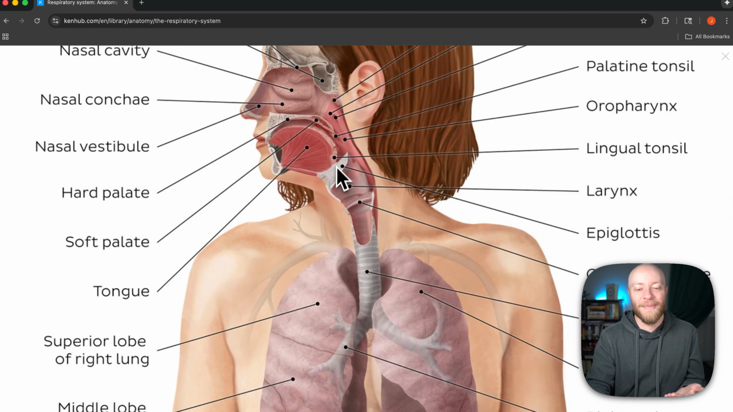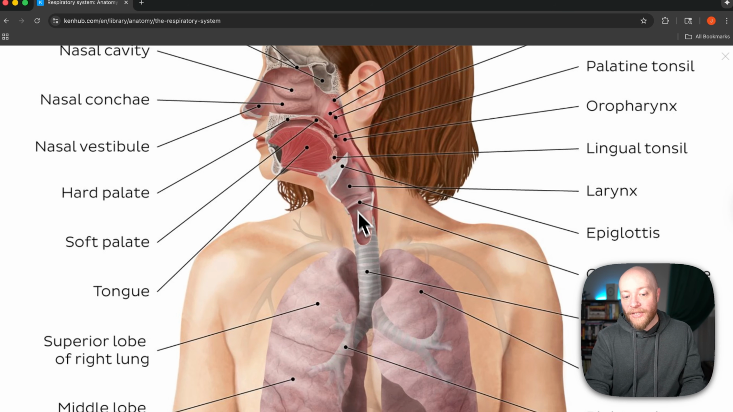The point I'm trying to make here, the epiglottis is made of elastic cartilage because it has a very important job. When you swallow and the tongue pushes food and drink down the pharynx, we want it to go down into the esophagus, which is going to travel posterior to this tube here.